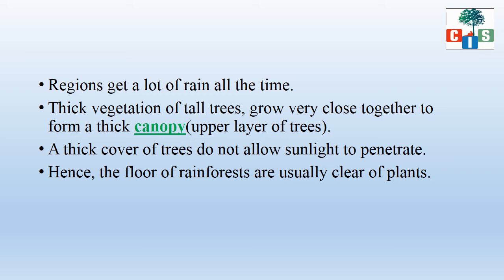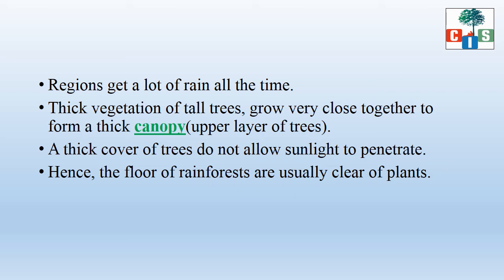And because of this rain, there is a thick vegetation of tall trees which grow very close together and form a thick canopy. What is the canopy? The upper layer of the trees. So they grow very tall and they are close to each other, and because of this cover of trees they do not allow sunlight to fall on the ground. And because of this reason the floor of rainforests is usually clear of plants.